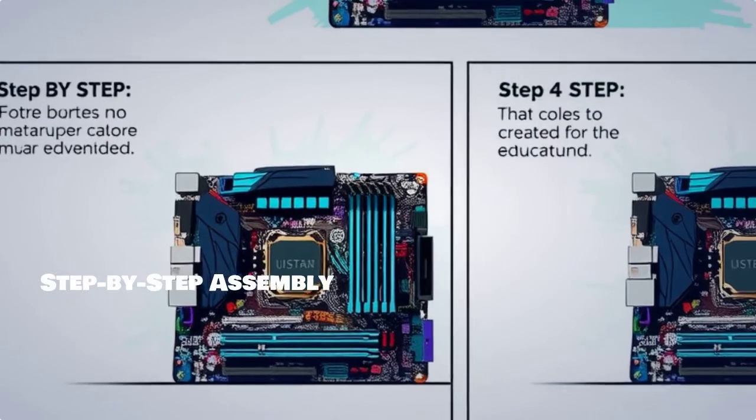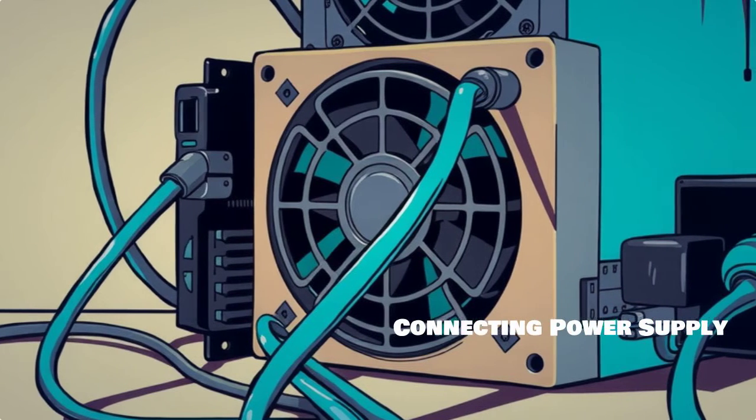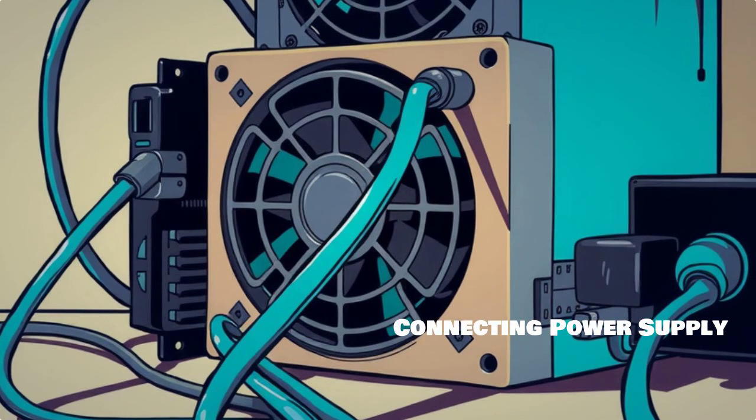Now, let's move into the assembly phase. We'll guide you through installing the motherboard, CPU, RAM, and GPU. Next up is connecting the power supply. Follow the instructions carefully to connect cables to your components properly.